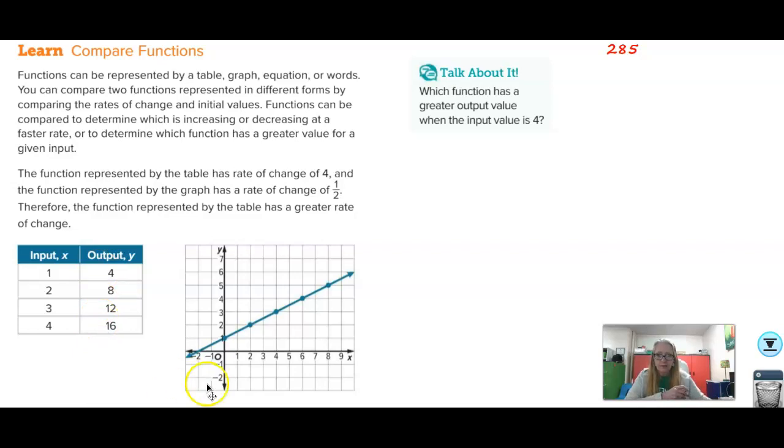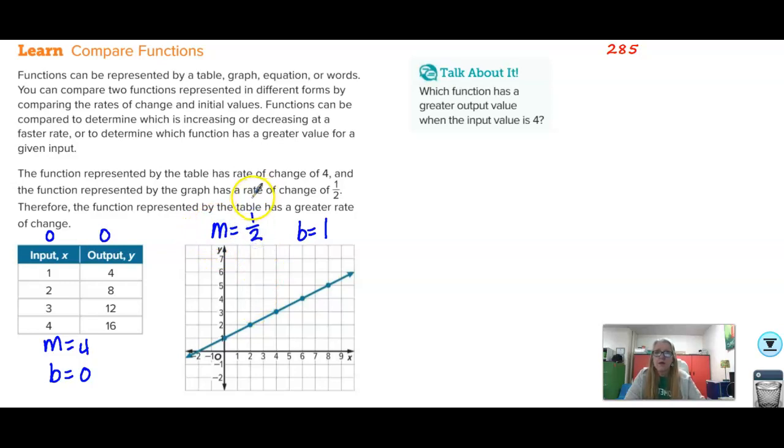Let me fire up my pen. Okay, so for this function here, we know our rate of change is 4. And our initial value on this one, we'd have to back it up here. This goes down by 4, so this would go down by 4 also, okay? So the initial value, or your b, is 0 for this one. Over here for the graph, the initial value is 1, because that's where it intersects y. And the slope, or the rate of change, is up 1, right 2, so the rate of change is 1/2.